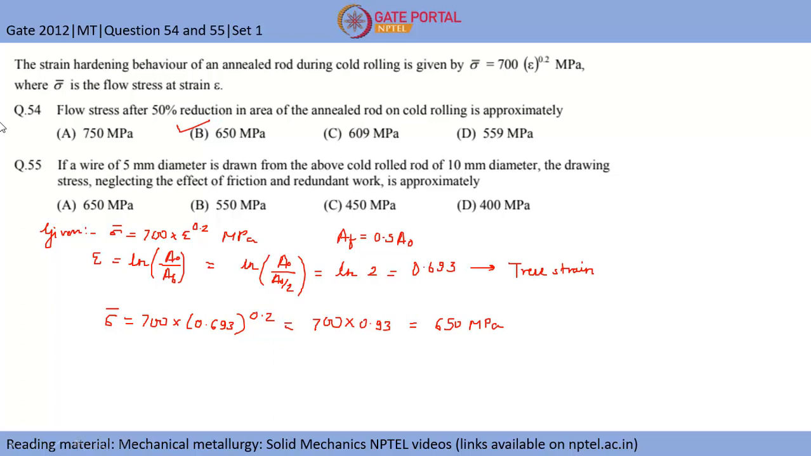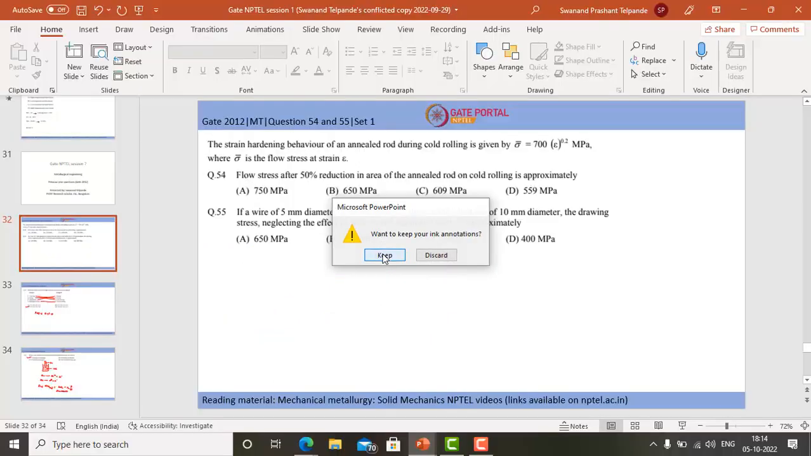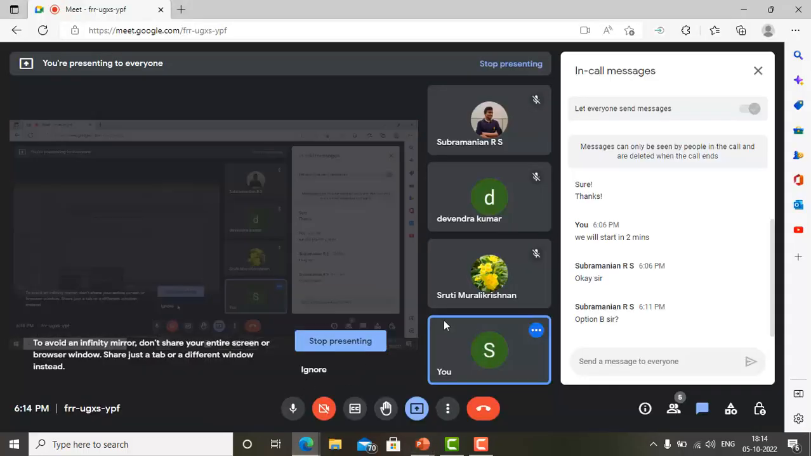Is it clear, this question? Basically you just need to evaluate the true strain at what is given, like 50% reduction in area. It can be anything, like 25%. Depending on that, you need to evaluate the true strain and just put it into the equation. That's all you have to do. Is this fine? Shall we move on to the next question, or do you have any doubt in this question?